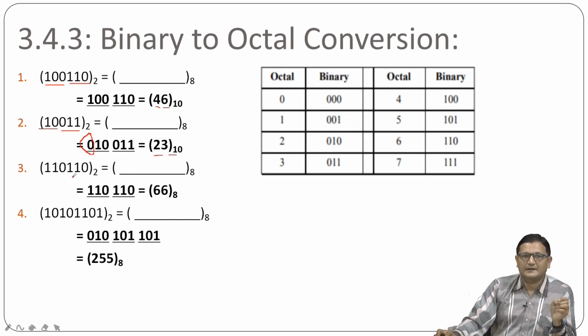Similarly, here you can make groups, it is 110 and 110. So 110 is 6, so 66 is the octal number, fine. Similarly, here you just need to make groups, 101 101, and then 10 is there, so you just append a 0 here, right? So that is what it is, the octal number is 255, right? It is the octal number of this particular binary.